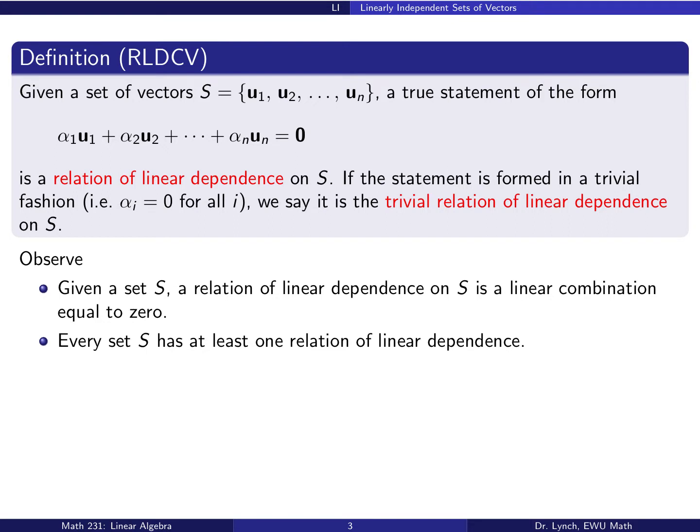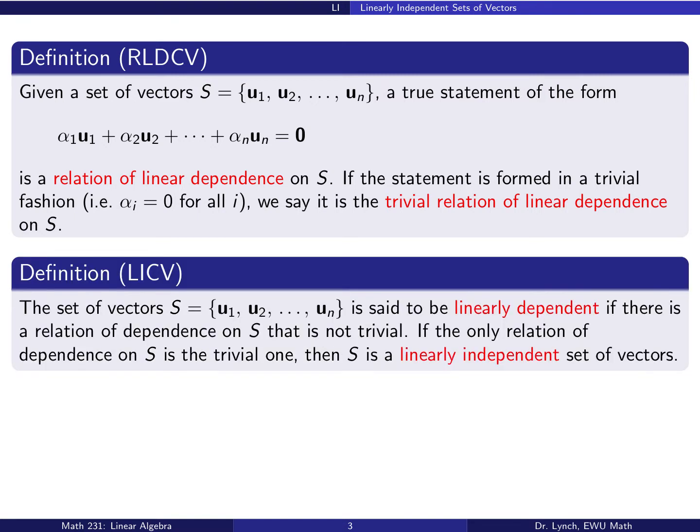Now, one way we can always make a relation of linear dependence on the set S is to take 0 parts of each vector. That's kind of a silly way. We'll call that the trivial relation of linear dependence. Given a set S, our relation of linear dependence is a linear combination equal to 0. Every set S always has one relation of linear dependence. That is the trivial one, right? We could always take 0 parts of all those vectors and get out the 0 vector.